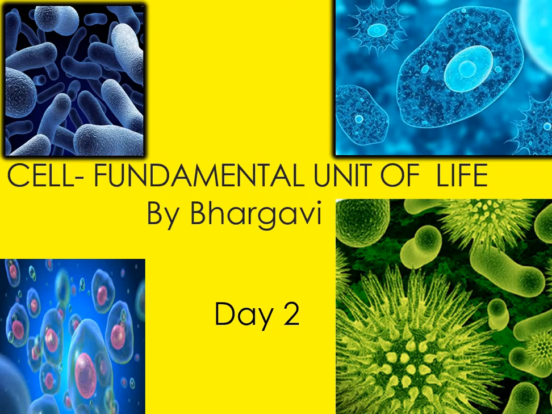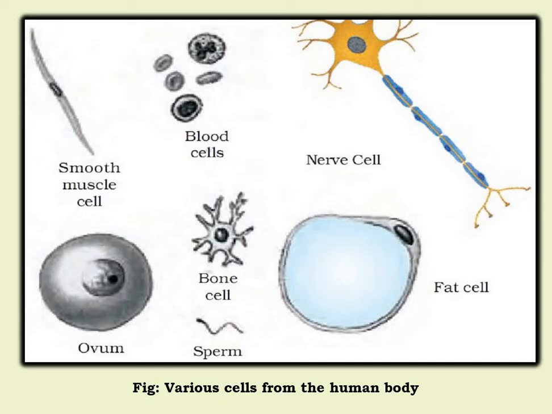In the previous class, I showed you a slide which had different kinds of cells from the human body. Let's talk a little bit more on the same slide. Here you can see the different cells from the human body. The purpose of showing it is to say that cells can be of different shapes and sizes. The shape of the cell is often related to the function that it performs.